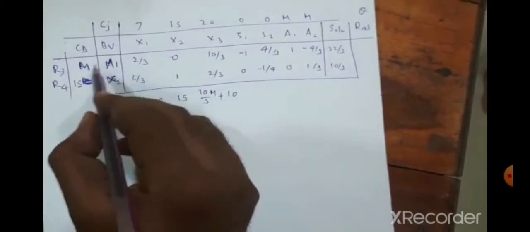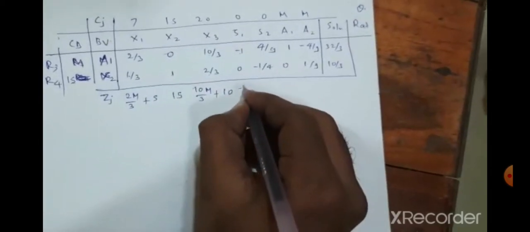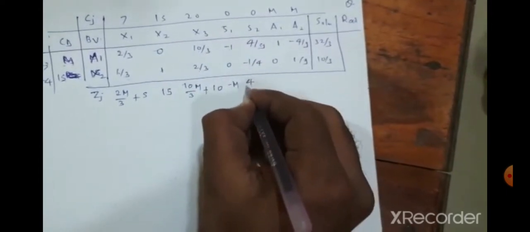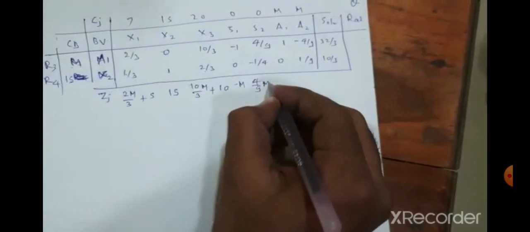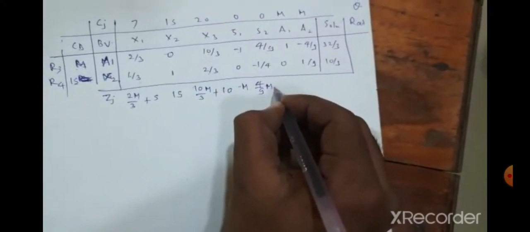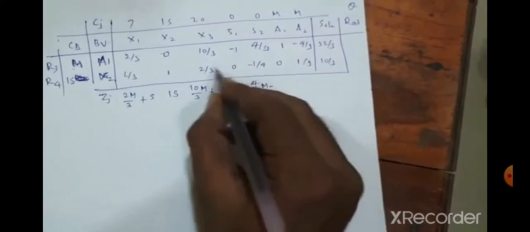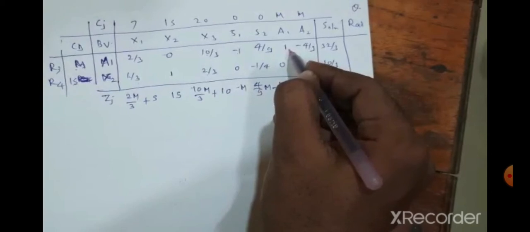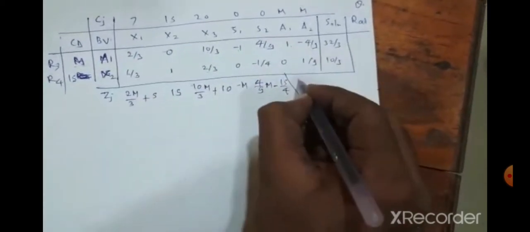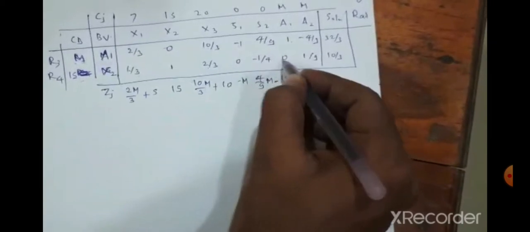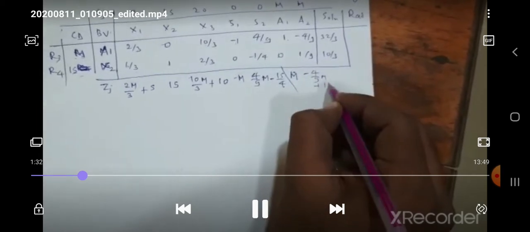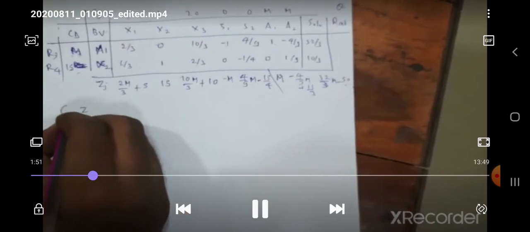Similarly, minus 1 into M minus M plus 0, that is 4 by 9 into M, plus minus 1 by 4 into 15, that is minus 15 by 4. This M into 1, M into 1, and M into 0. The last A2 value need not be found out. So for A2 you have to write a dash.